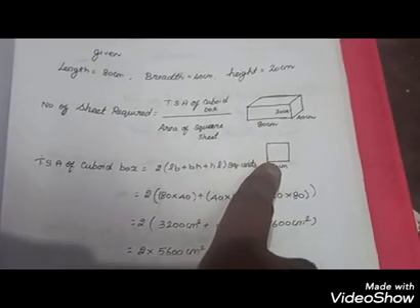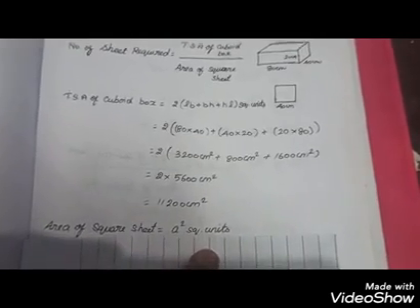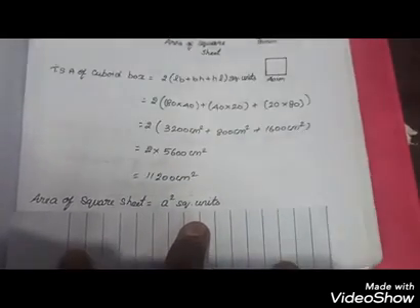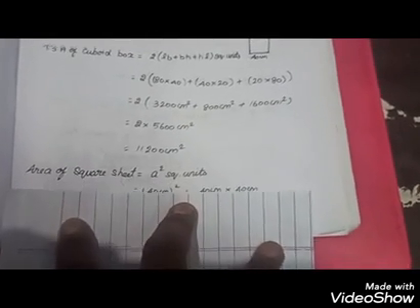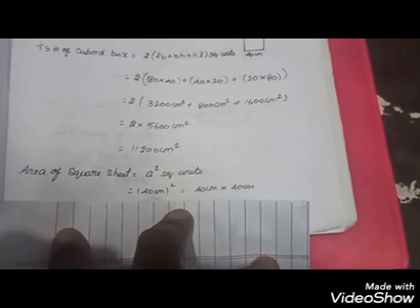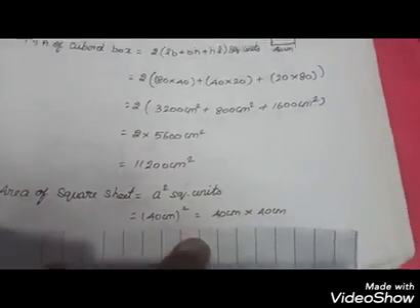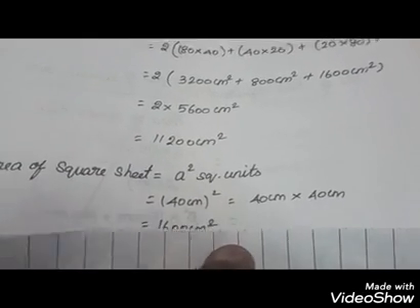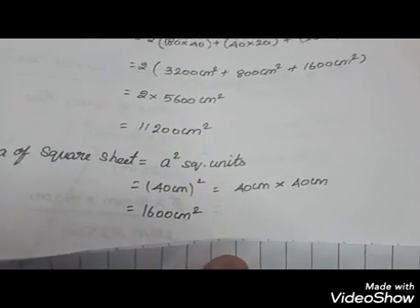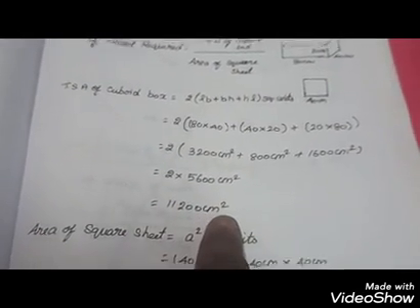Next we need to find the area of a square sheet. The area of a square sheet is nothing but the area of a square, that is side into side, written in square units. What is the value of a? The side is 40 centimeter. So it can be written as 40 centimeter the whole square, 40 centimeter into 40 centimeter. You multiply, you get 2 zeros, and 4 4s are 16. You get the value 1600 centimeter square.